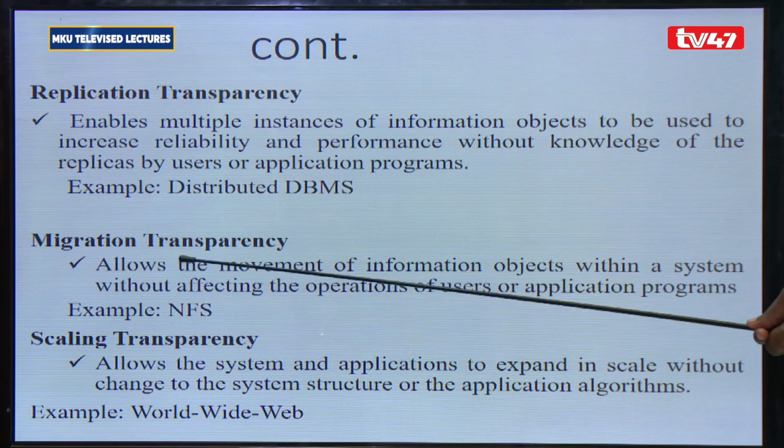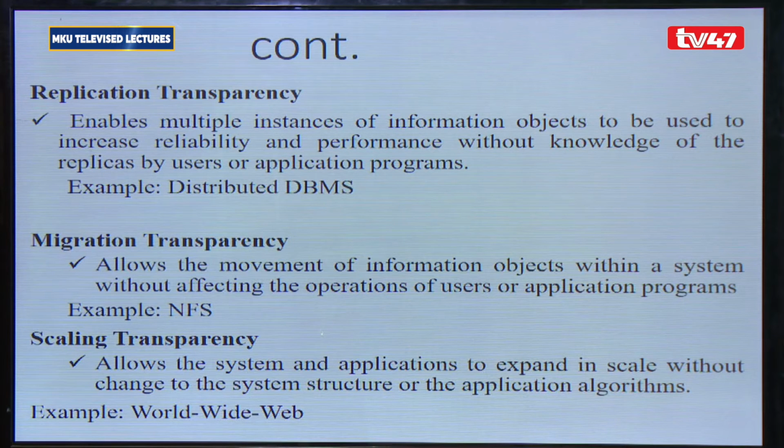And then another transparency is migration. It allows movement of information objects within a system without affecting the operation of the users or application programs. You can move different files without affecting what the user is currently doing. An example is when you're on your web browser and there is a new update.